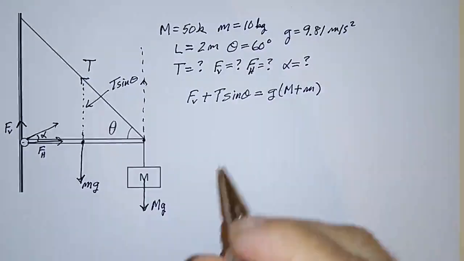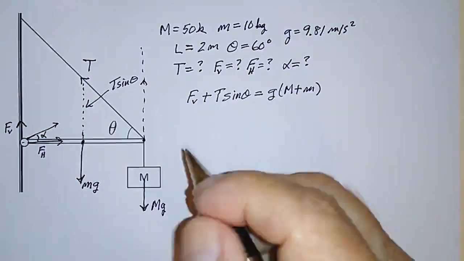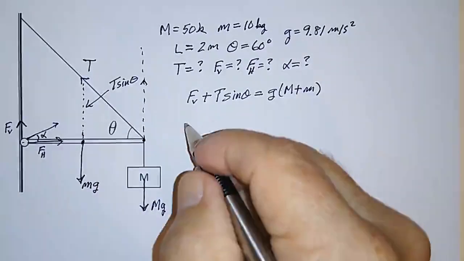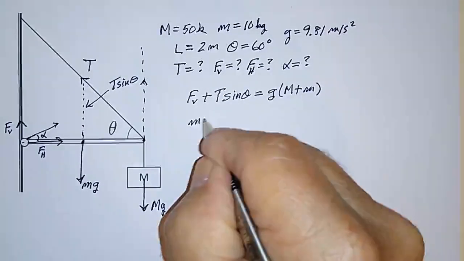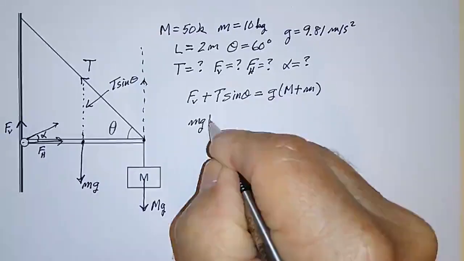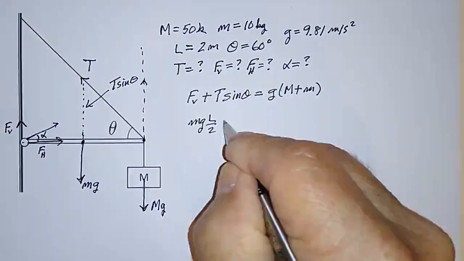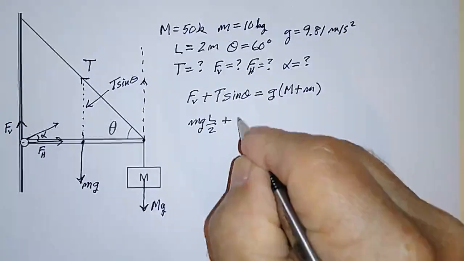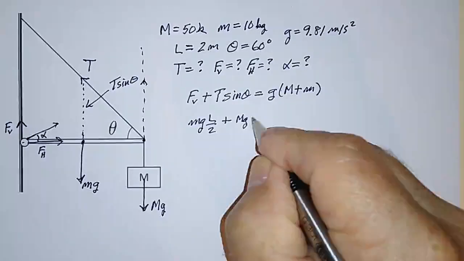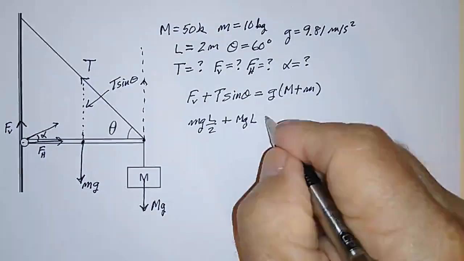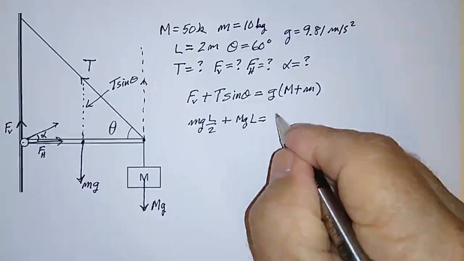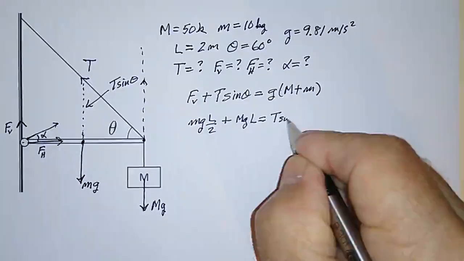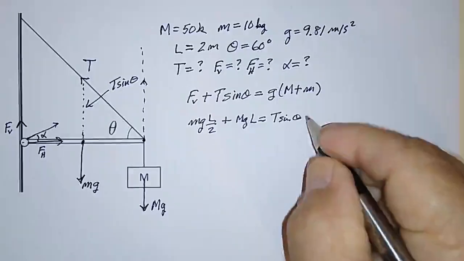So I can write the torque equation like this. Let's say the clockwise torques, which are mg times L over 2 plus big Mg times L, have to be equal to the counterclockwise torque, which is T sine theta times L.